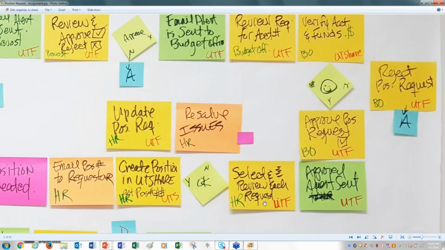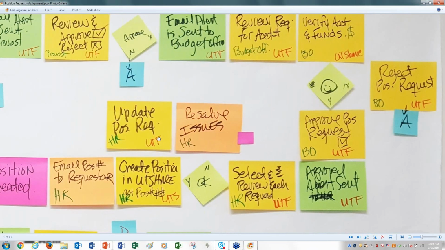The approval alert is then sent to the HR department, where they will go through this pile of requests, select each one of them, and review them for issues. Notice this is orange, meaning this is a manual process. If something in the request is not complete, which unfortunately could be the case, they have to call up and manually solve that problem, okay?